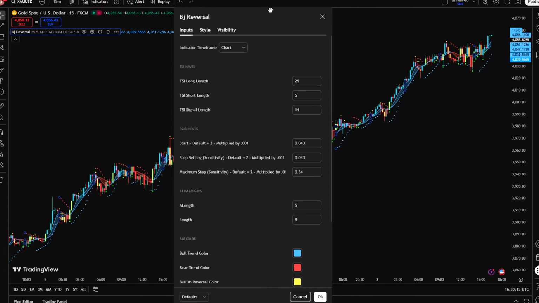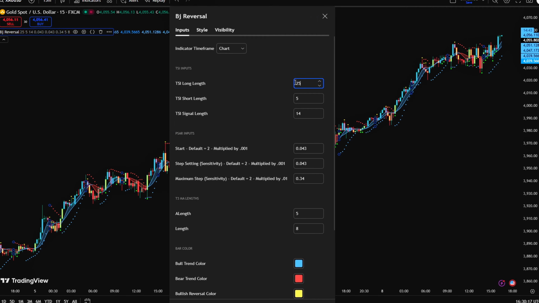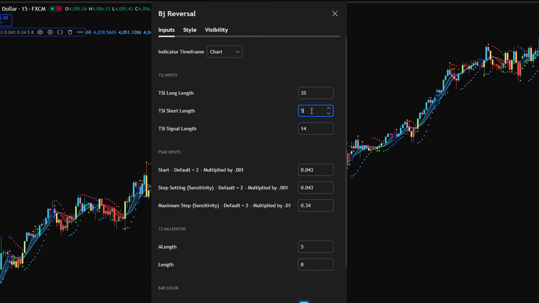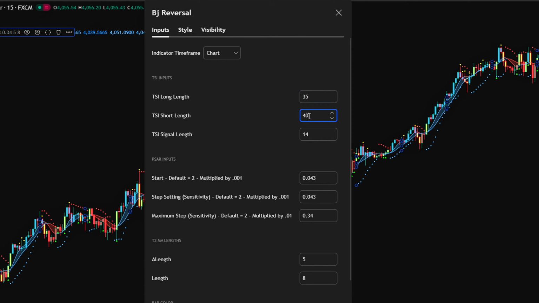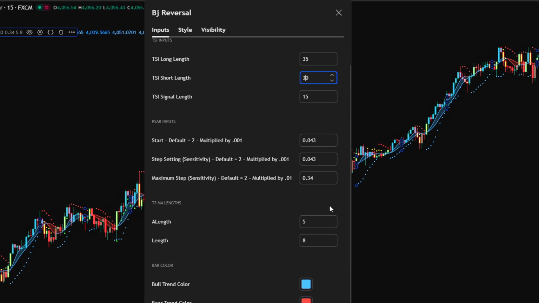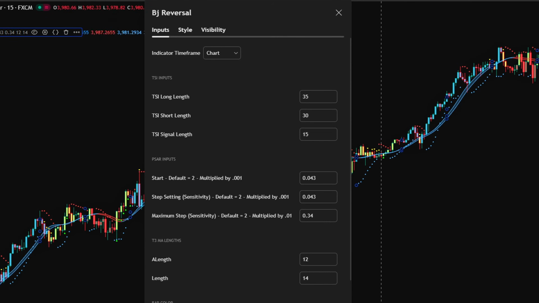Under the Input tab, change TSI Long Length from 25 to 35. Change TSI Short Length from 5 to 30. Adjust TSI Signal Length from 14 to 15. Modify the first length from 5 to 12. Change the second length from 8 to 14. These adjustments smooth out short-term noise while preserving accurate trend direction.